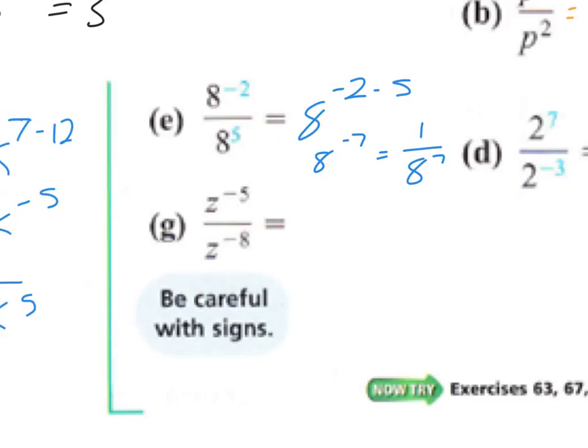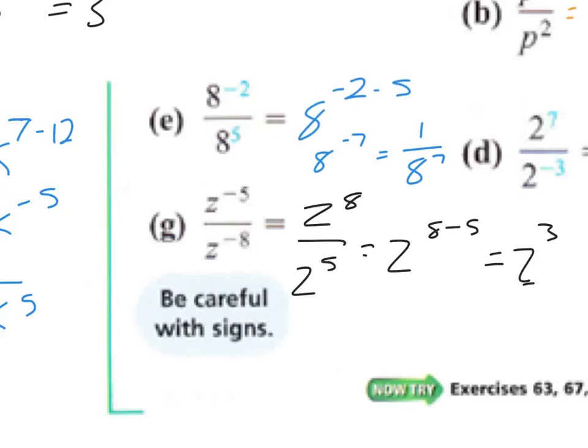Now with G, we have the Z's. They both have negative exponents, so I could just use our property here, but we just went over the negative exponent property, so why not flip that? Z to the 8th over Z to the 5th. And then I can see I'm just doing 8 minus 5 and getting z to the third power.